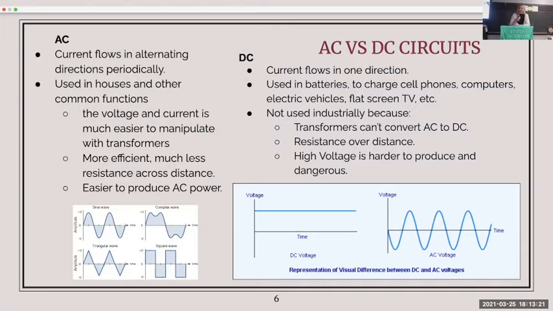Okay, and then the other one is DC current. That stands for direct current, and it's pretty self-explanatory: the current flows in one direction. Energy is stored in DC current, so that's your batteries, but it's also used in all your 12-volt systems, like to charge your cell phones and your computers, electric vehicles, TVs. There's some other stuff, but it's not usually used for the grid because it's harder to transform AC to DC.